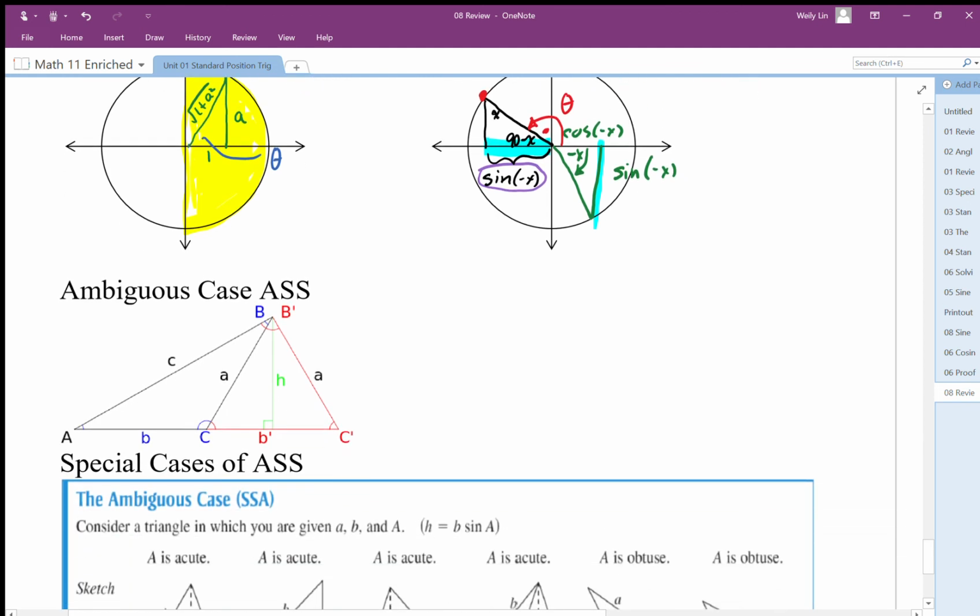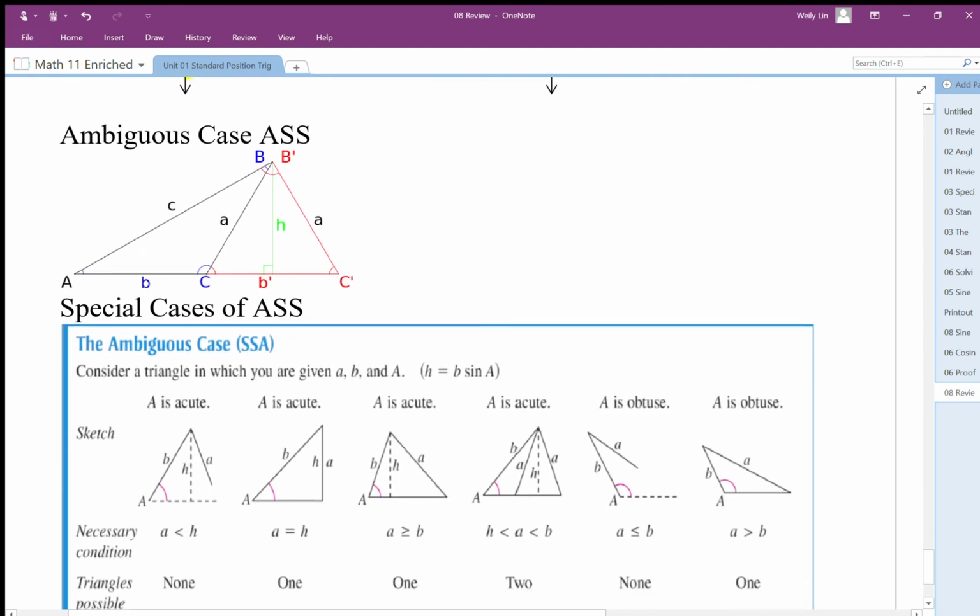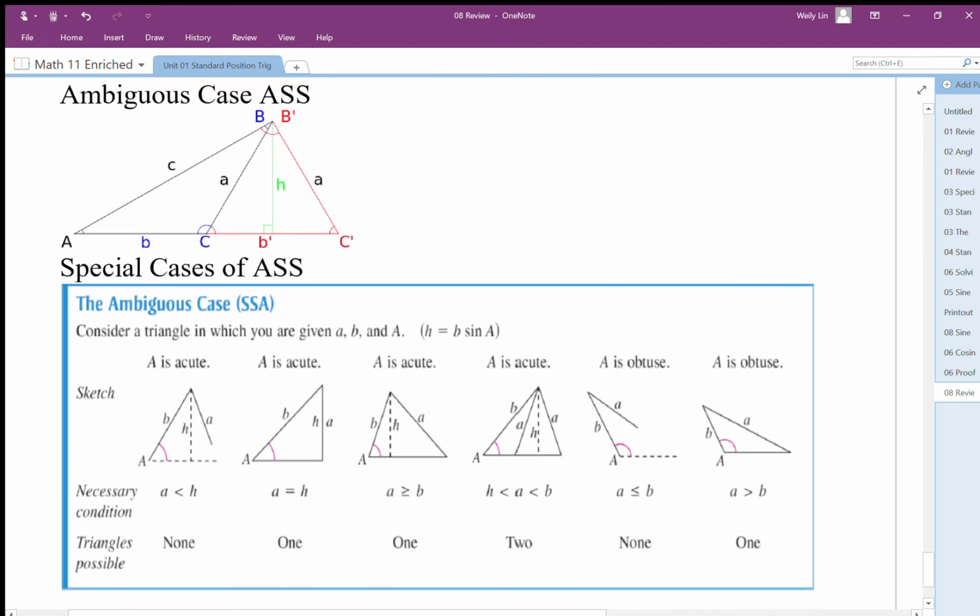And the last part of this is the ambiguous case. These are the special cases. The regular case here is going to be our 2 triangle 1. You can study this chart here. This summarizes the special cases and the regular case of the angle side.